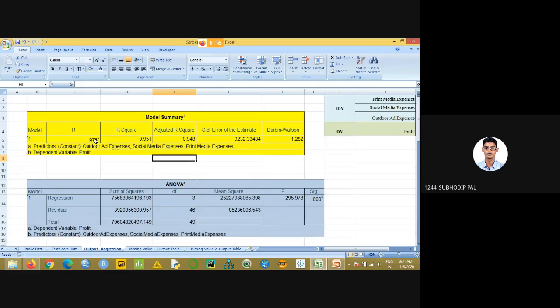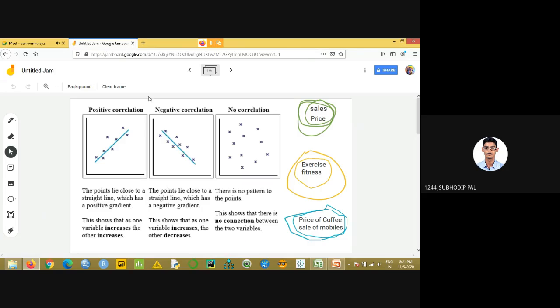Now can you interpret it? If they give you this value, R value is 0.975, what is your conclusion if they ask? Can you interpret that? Look at this one, correlation predicting that. So this is positive correlation, this is negative, and this is zero correlation.